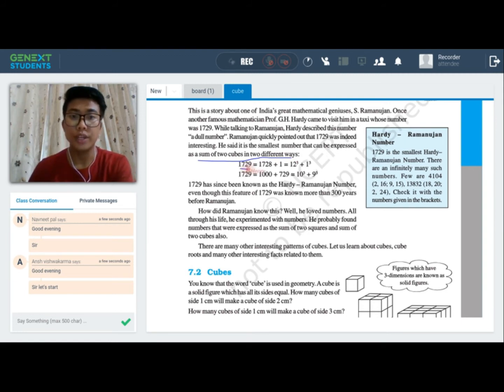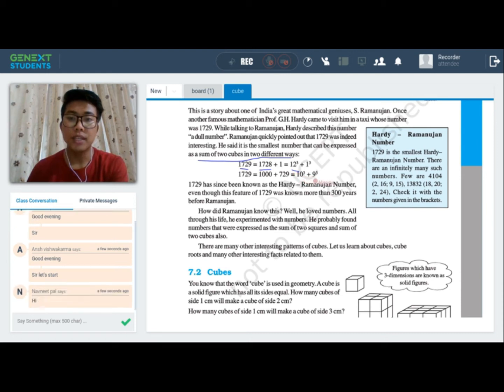Now, 1729 can be expressed as the sum of 1728 plus 1. So 1728 can be expressed as the cube of 12, and 1 can be expressed as the cube of 1 itself. Here he has expressed 1729 as a sum of two cubes. At the same time, 1729 can be expressed in the form of 1000 plus 729, which is 10 cube plus 9 cube.